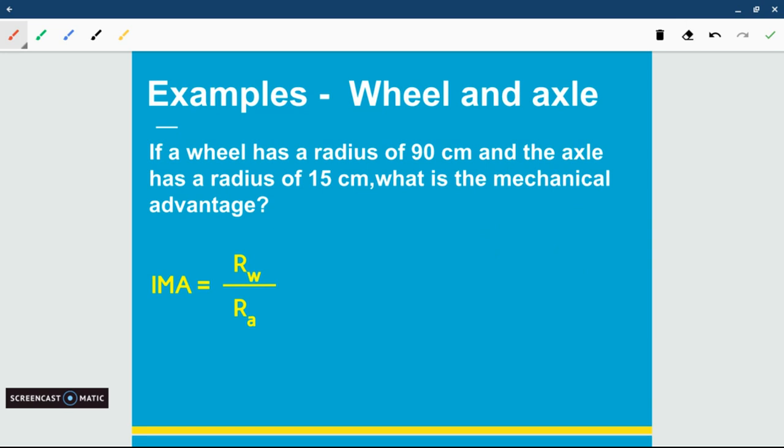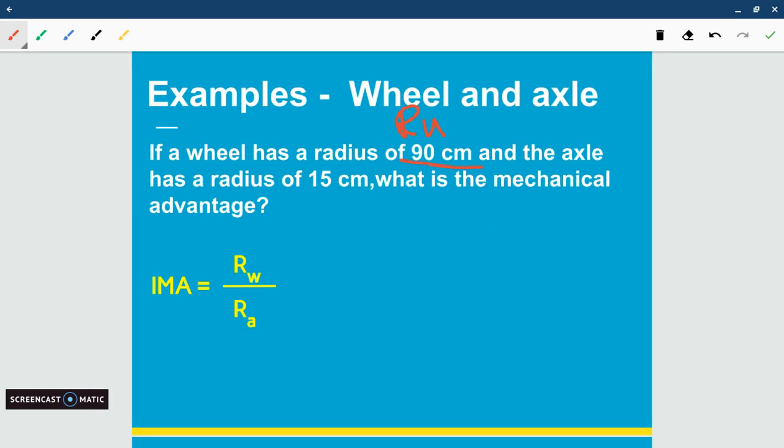If the radius of the wheel is 90 centimeters, and the axle has a radius of 15 centimeters, what is the mechanical advantage? To get the answer, 90 divided by 15, which is 6. And again, as with the other examples, centimeters is going to disappear, so the mechanical advantage is just 6. There is no label because it simply is telling you how many times your force is multiplied.